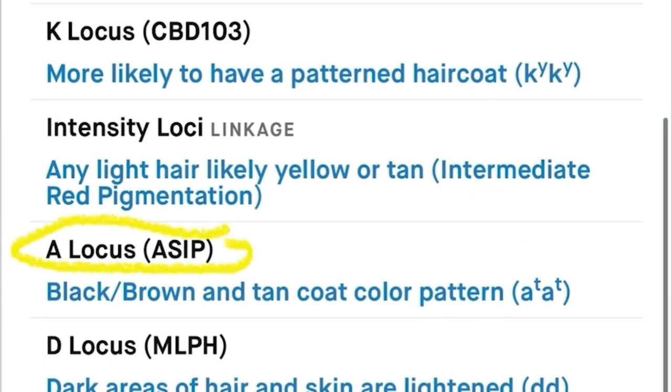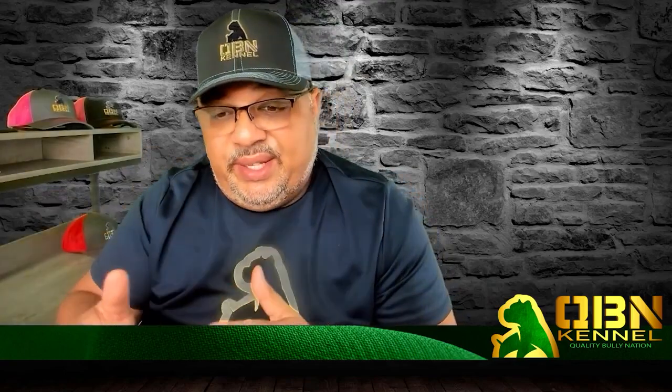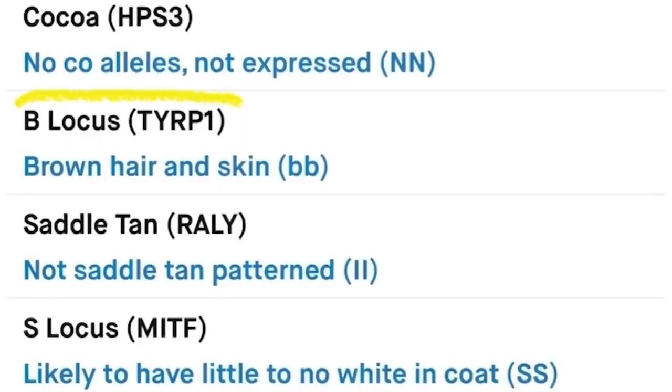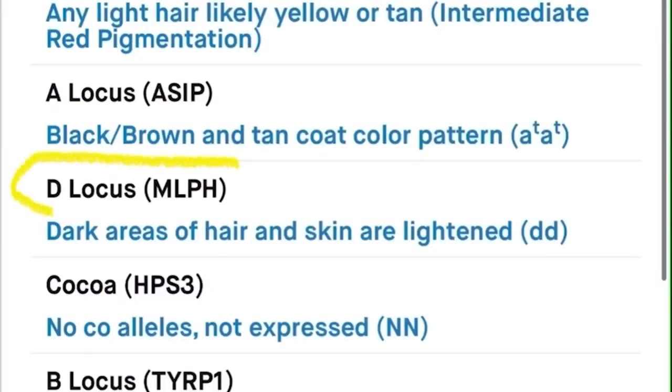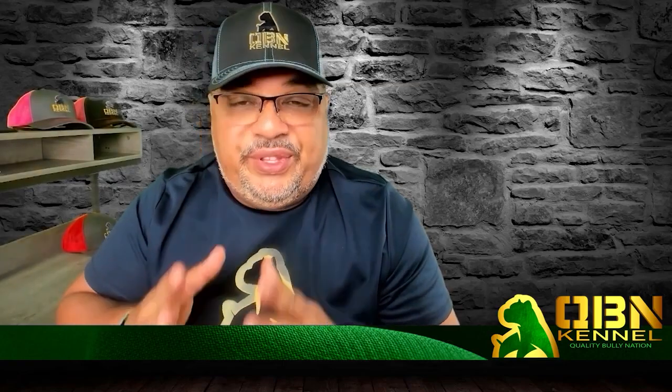So we see in the A locus, he has ATAT, which are the tan points, and we could definitely physically see it on the dog. We then take a stroll down to the B locus, and we find he's got two lowercase b's, bringing him in line with brown. However, in the D locus, he has two lowercase d's, which means he has dilution. Therefore, he no longer is a brown dog. He's Isabella with tan points.